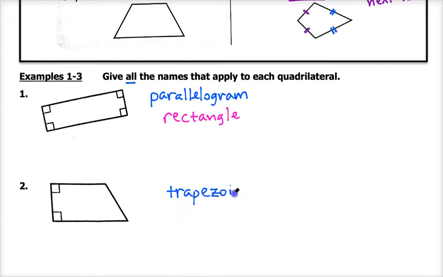It's a trapezoid because it has exactly 1 pair of parallel sides. That would be the top and the bottom. The left and the right sides are not parallel to each other.